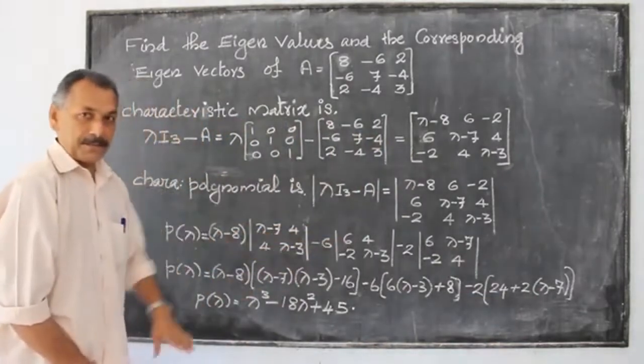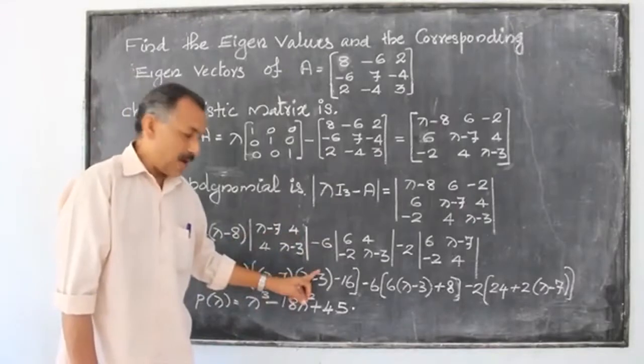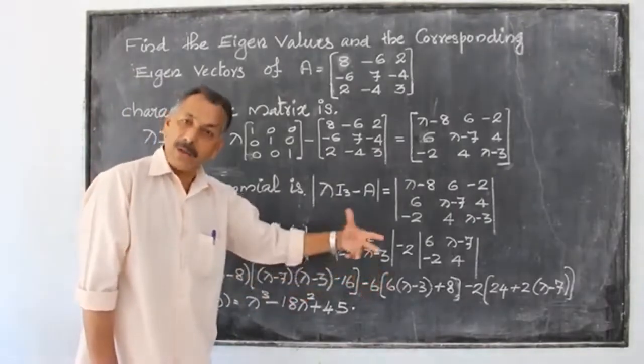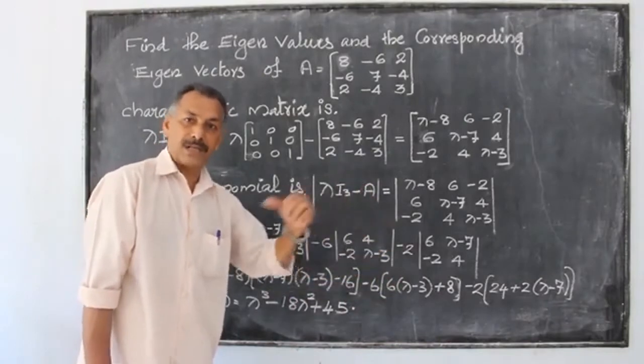Next we expand here. Then we need lambda minus 7 into lambda minus 3. Collecting the lambda cube term, then the lambda square term, the lambda term, and the constant term.